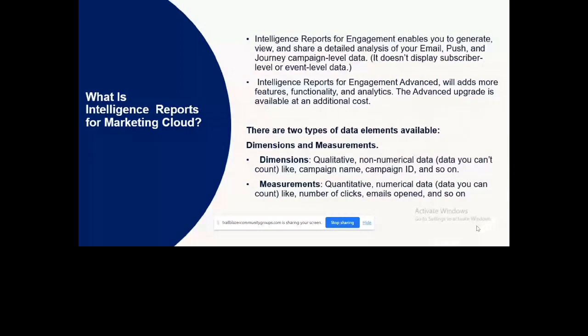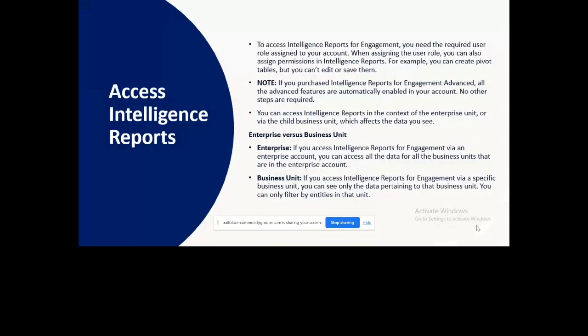To access the intelligence report, by default, you need access for it. For that, it needs to be enabled under the roles and permissions. But when assigning the roles, you can also set some permissions within the intelligence report itself. For example, they can create a pivot table, or they can view a pivot table, they can view a report, but they cannot edit it and they cannot save it. That kind of permissions, definitely we can set up on the intelligence report level.